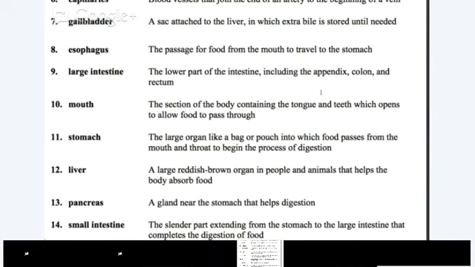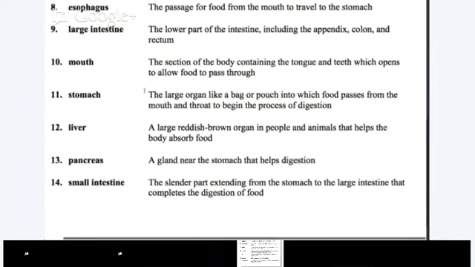Nothing happens from the appendix, okay? And when we look at the diagram of the digestive system, I'll point out where the appendix is so everybody knows which part of the body I'm talking about. But let's move on now. Colon and rectum, these are also parts of the large intestine, and they help in secretion of waste as well as absorption of water. Okay, perfect.